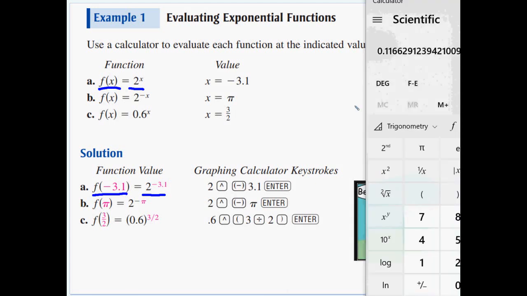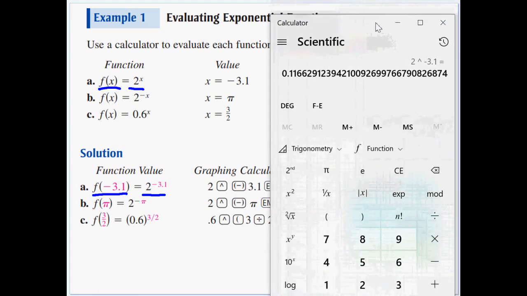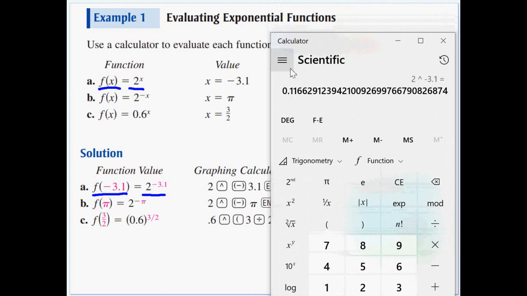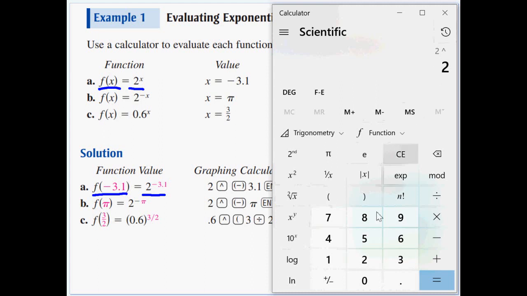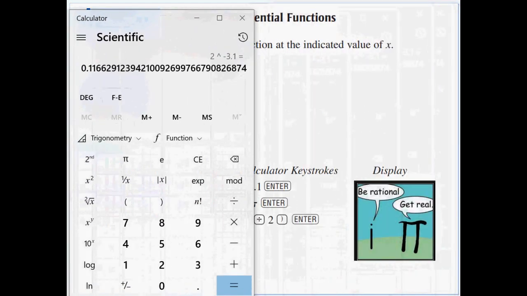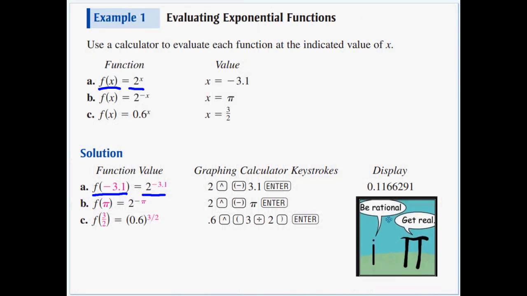But if you are stuck using your calculator on your laptop, let me get this so it fits in the window. We've got this key here, x to the y power. First, we're going to put in our base 2. We hit the x to the y power. Notice here we got the 2 up caret. Now we're going to put in the 3.1 exponent, make it negative, enter, and we get this decimal. We'll take it to 4 spots, 0.1166, and there it is.